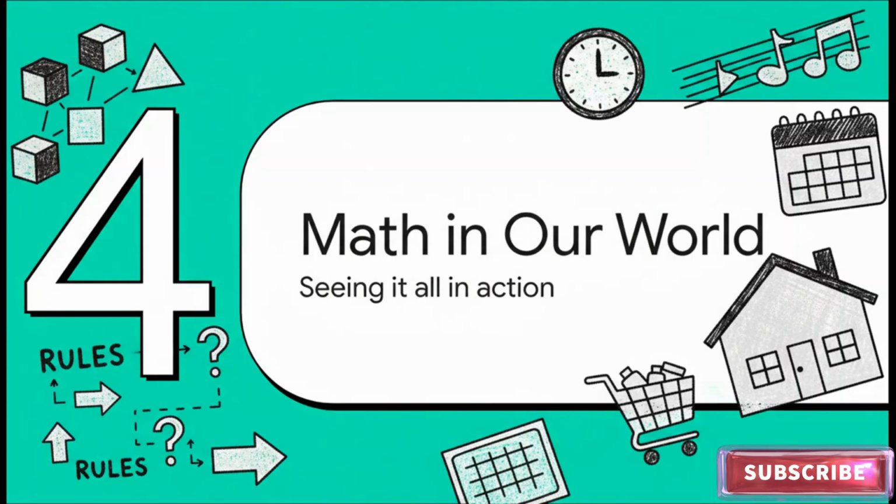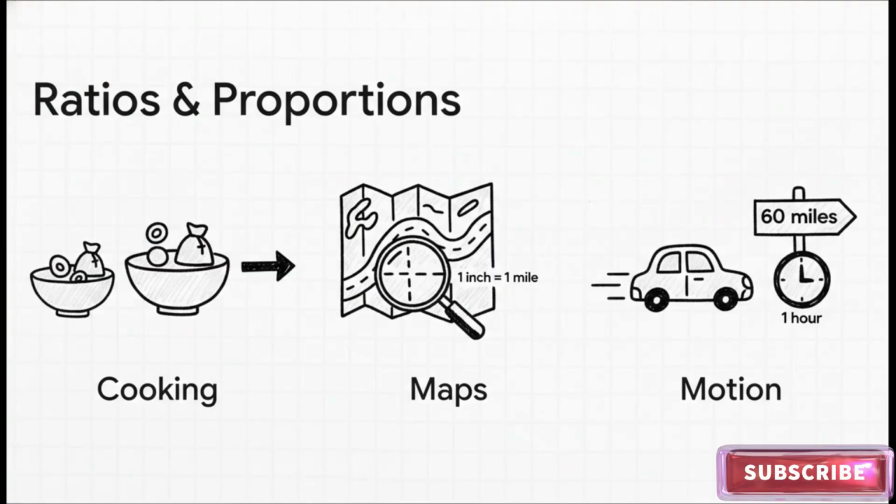Okay, so we've got the building blocks, we've got the rules, and we have a way to find the missing pieces. Now for the big question. Why does any of this matter? Where do we actually see all these concepts at work in our daily lives? You use ratios and proportions all the time, probably without even realizing it.